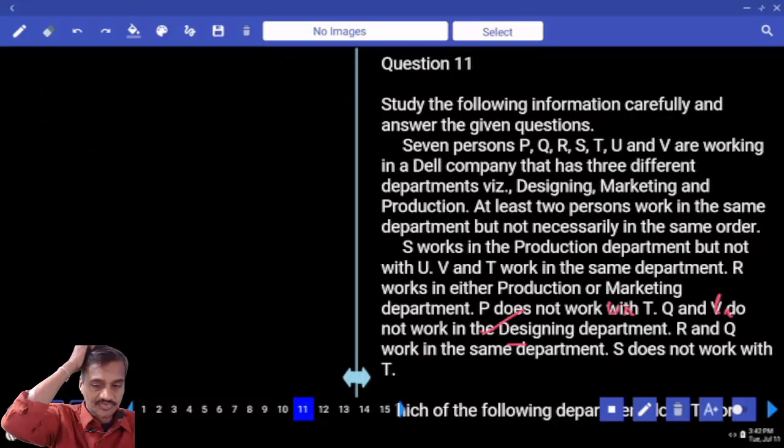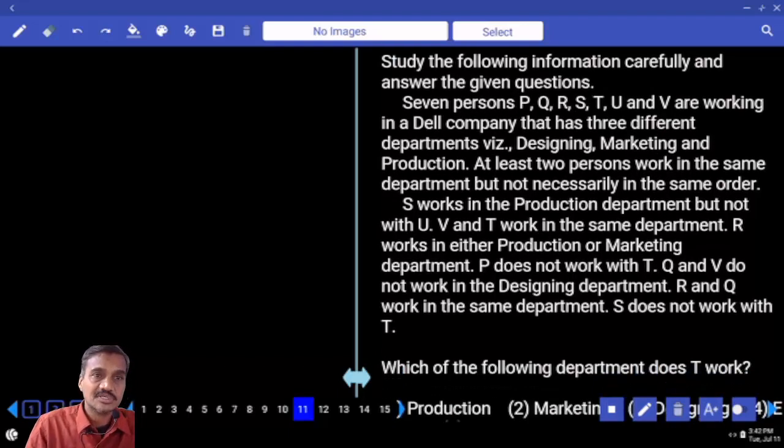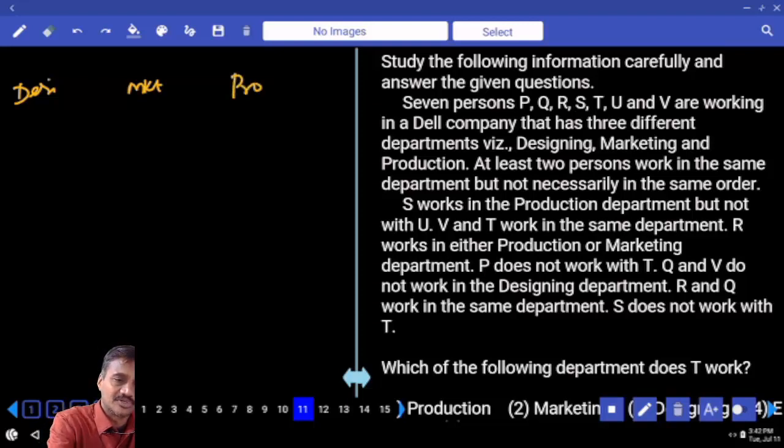Now 11 to 15. Seven persons are working in a Dell company, isn't it? And how many departments do we have? Three departments. Seven persons, three different departments, more than one person in each, and it comes in which category? Common parameter. Then designing is one, the next one is marketing, and the third one is production. Designing, marketing and production.